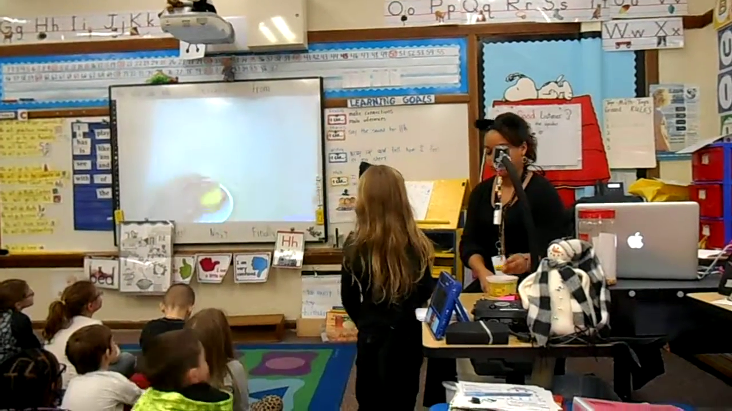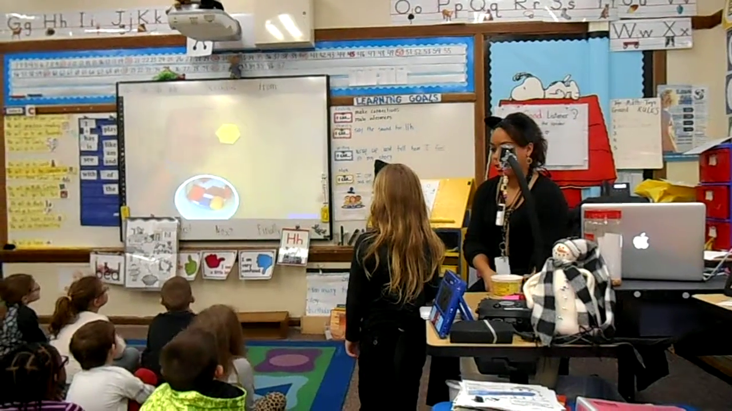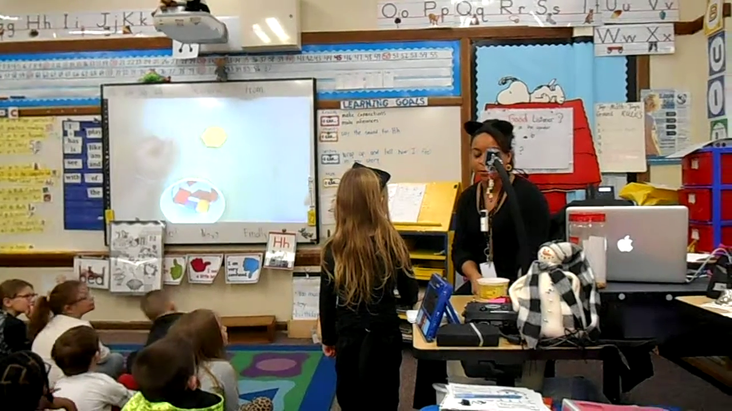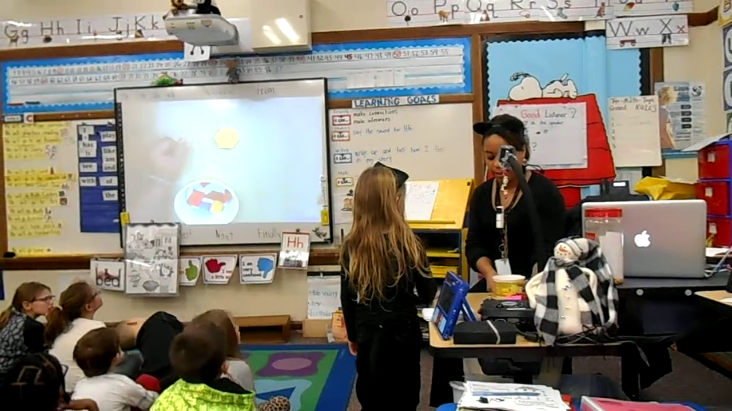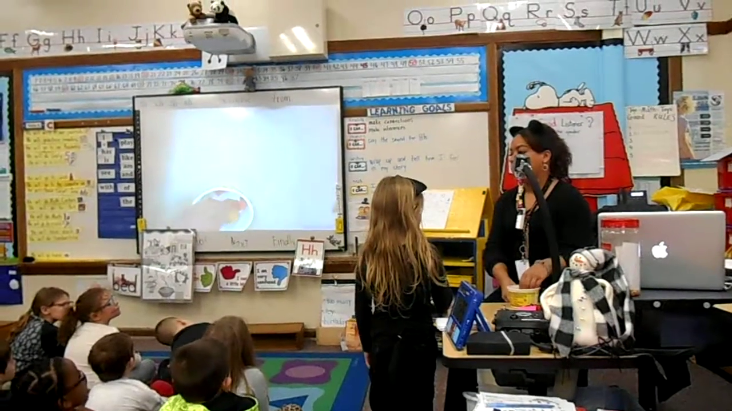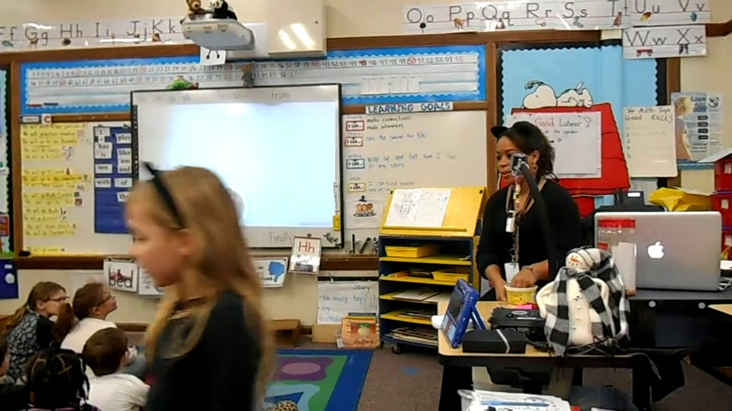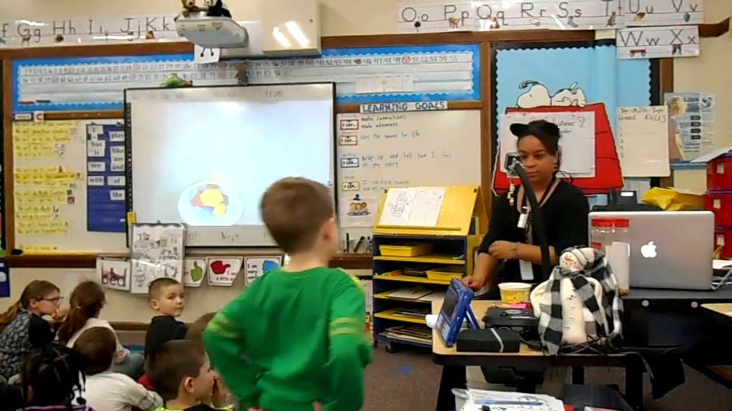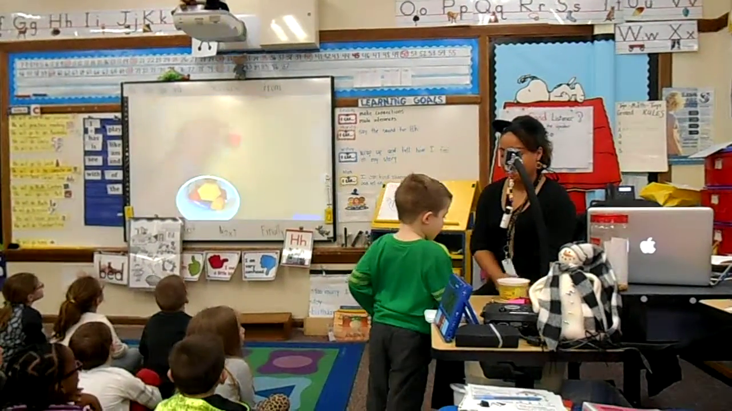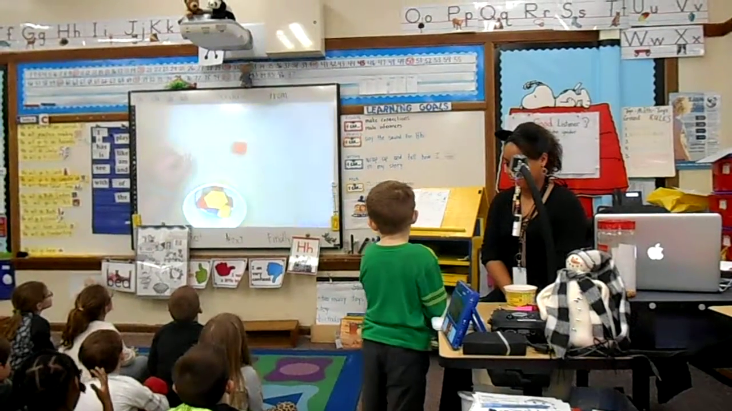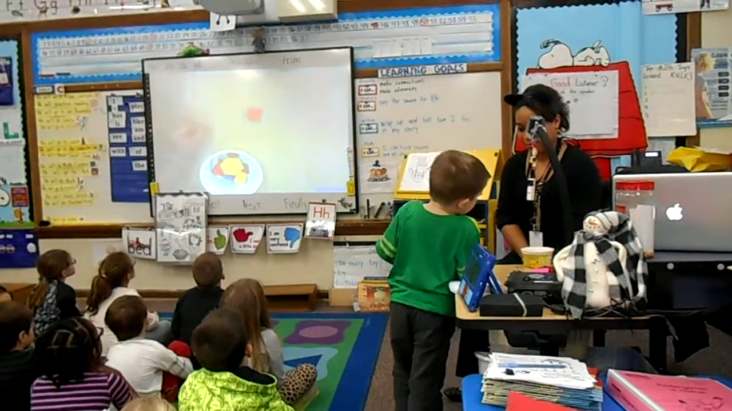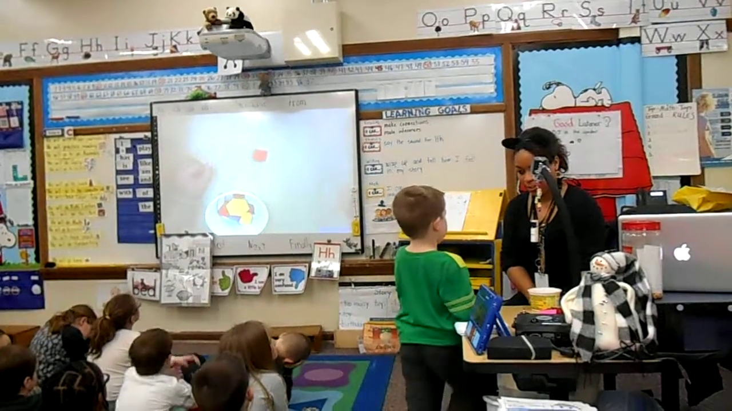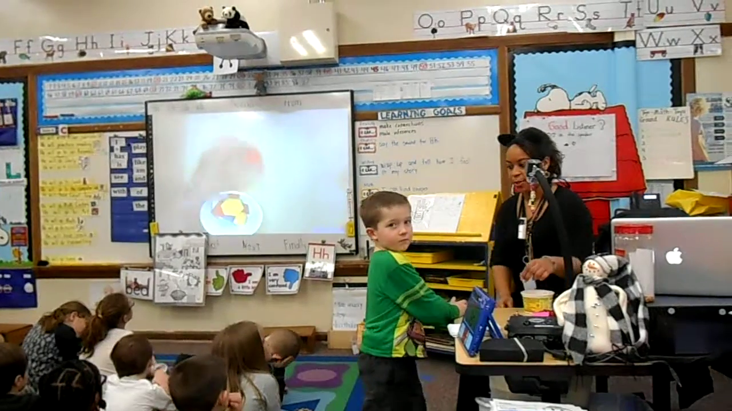Are you ready? How many sides does this shape have? Can you count them? 6. 6. And what type of shape is that? Hexagon. Hexagon. Very good. Let's do one more. Mr. Hunter, why don't you come on up? What is this shape? A square. And how many sides does it have? 5. 1, 2, 3, 4. It has 4 sides. Thank you, sir. You can have a seat.